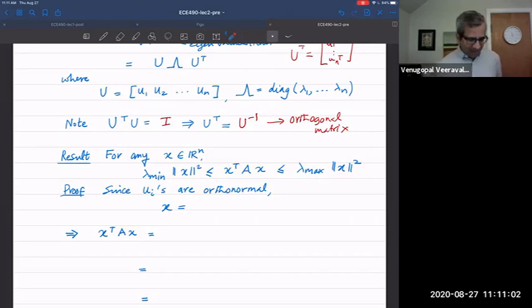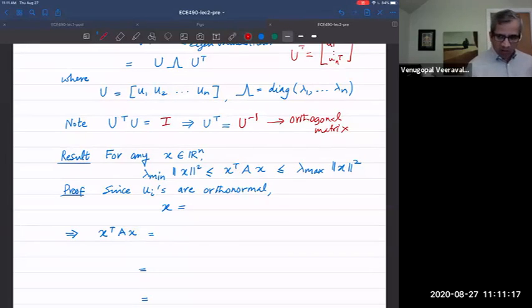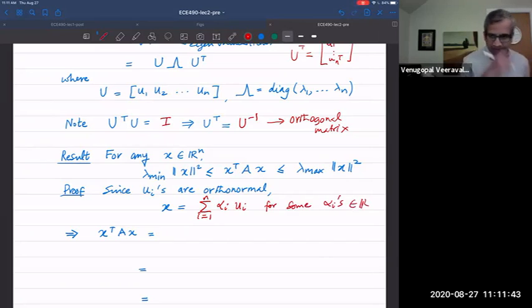Okay. So how do you show a result like this? What you do is exploit the fact that the u_i's are orthonormal and they form a basis for R^n. Since they form a basis for R^n, we know that any x can be written in terms of the basis with coefficients, say alpha_i, for some alpha_i's that are real.